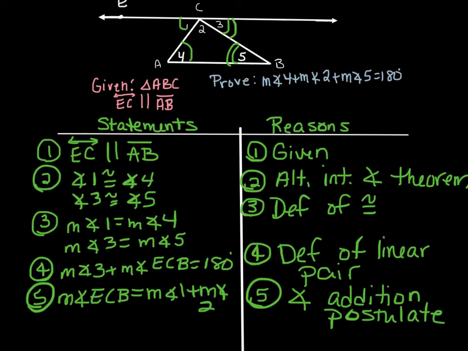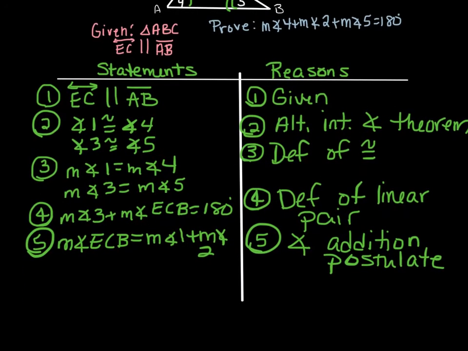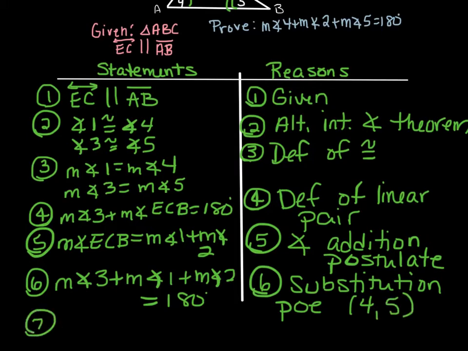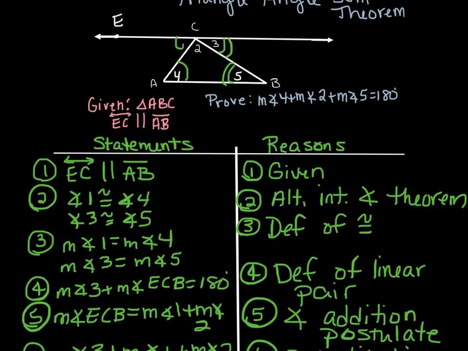Now I can use a little bit of substitution, and I can substitute in for measure of angle ECB. Step 6, the measure of angle 3 plus the measure of angle 1 plus the measure of angle 2 equals 180 degrees. A little bit of substitution property of equality, and we did step 4 and step 5. Now we've got to make our line a little bit longer. And so now we've got those things add up to 180.